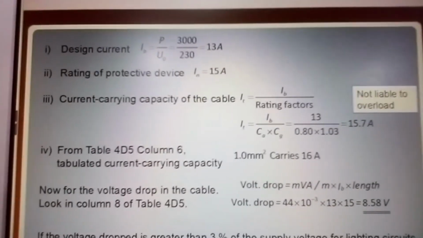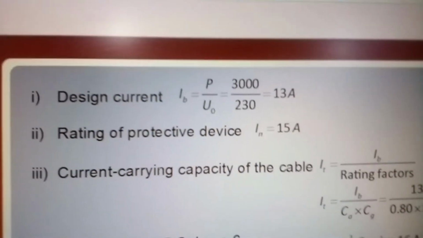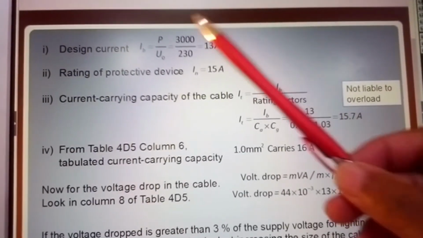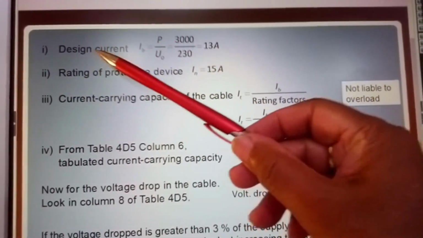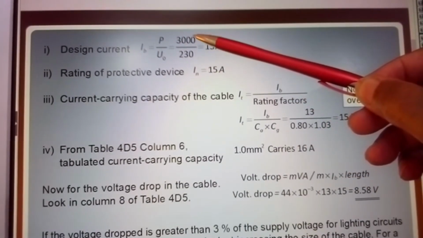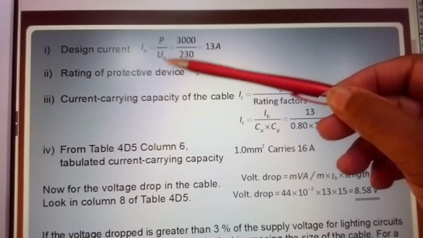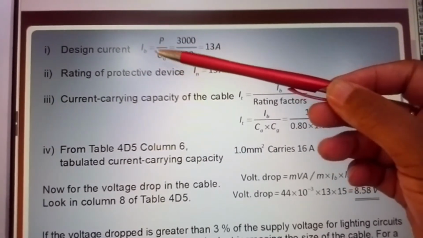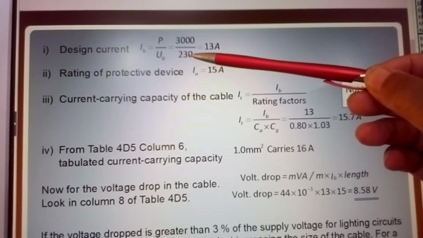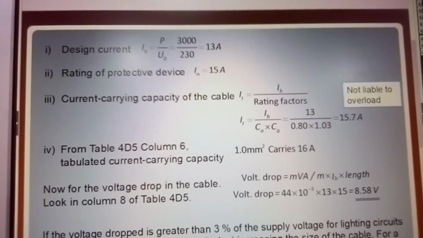Now here we're giving you an example, okay? Purely as an example, right? So we're saying here now that we have power P, design current IB equal to P over V. P is 3000 watts, V or U, please note I am more old-fashioned, so I will still tend to use V. P over V, U is 230 volts, equals 13 amps.